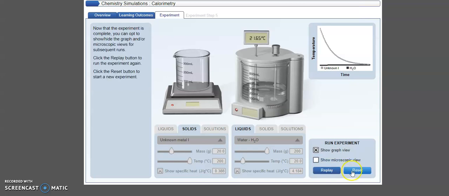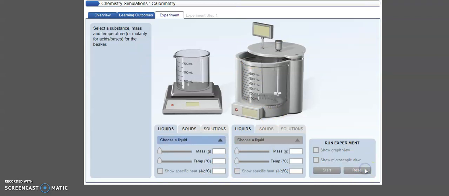Okay, and then make sure you record that. Make sure you write down this value. You're going to need that. Set. And then we're going to choose the last one, unknown metal 2. So you're going to be using that specific heat for these two unknowns to determine their identity. And there's a hyperlink to a chart provided in the assignment.